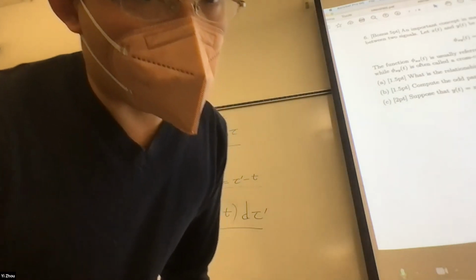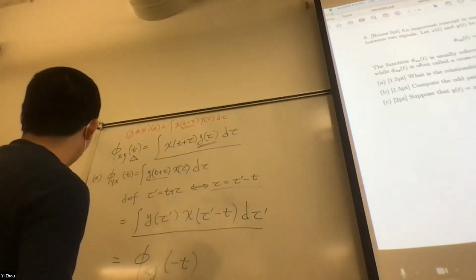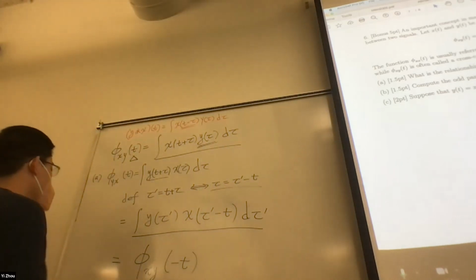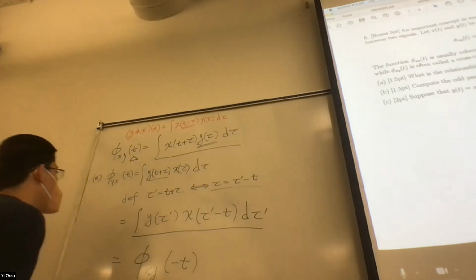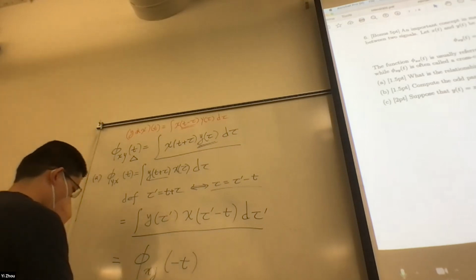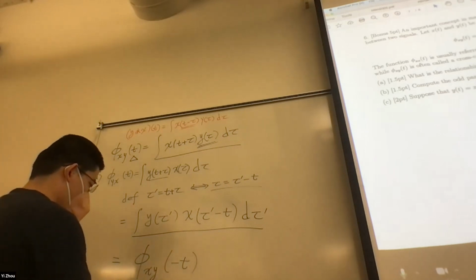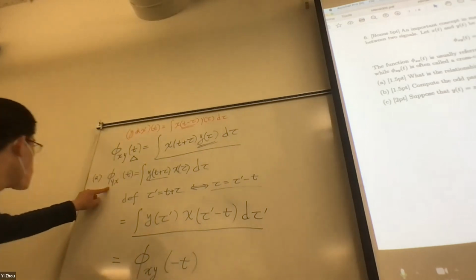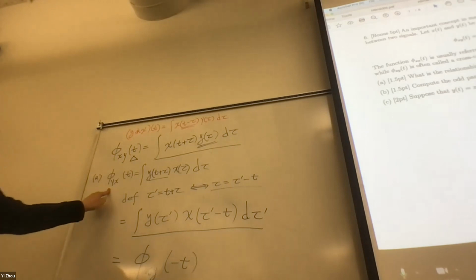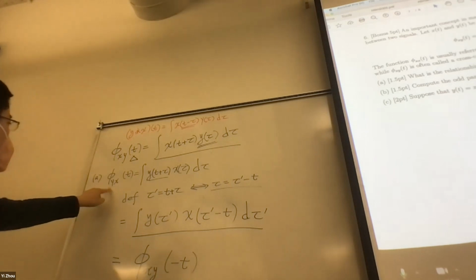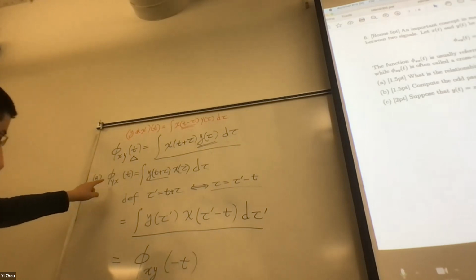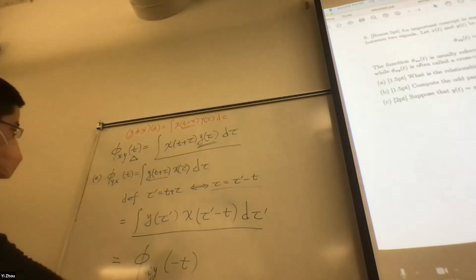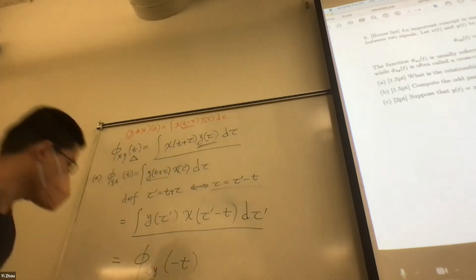We are looking at the odd part of phi xx. From part A, you can set x equal to y in the result obtained from part A. So you essentially have that phi xx(t) equals phi xx(negative t).